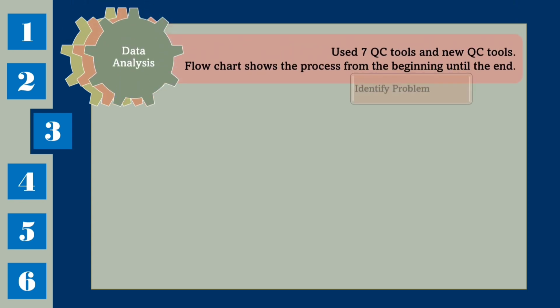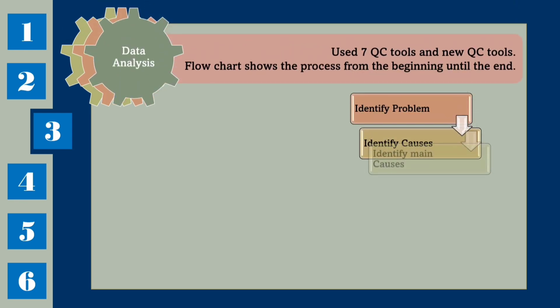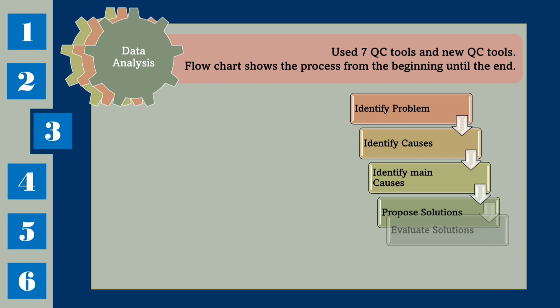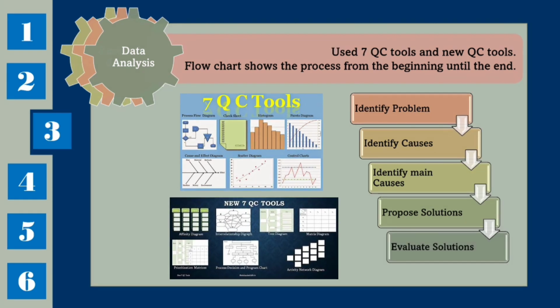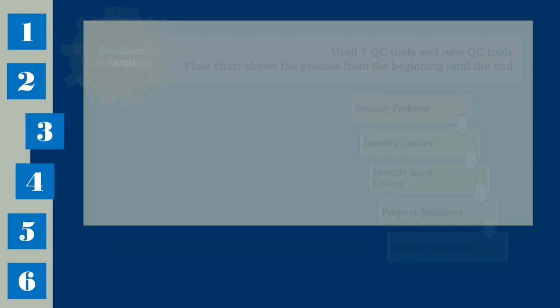Next is data analysis. For data analysis, we must follow the flowchart from the beginning until the end of the process. So we start from the top, which is to identify the problem, and then we identify the causes, and then identify the main causes, propose solutions, and the last one is to evaluate the solutions.